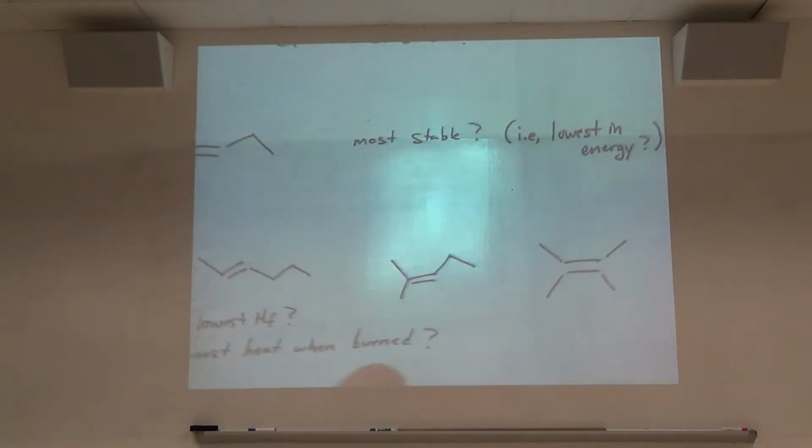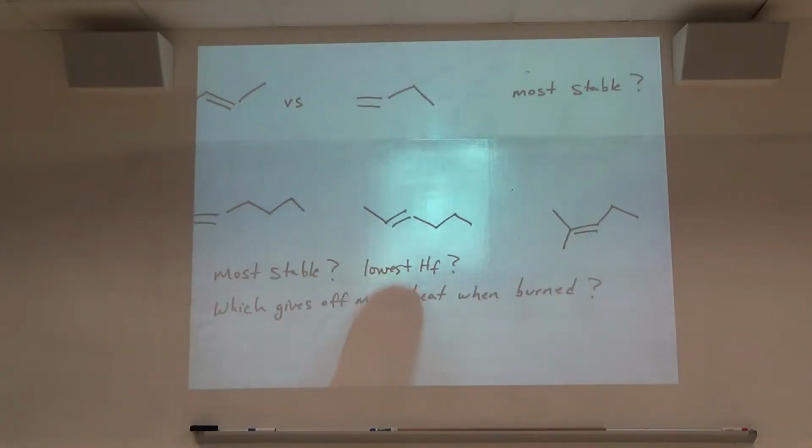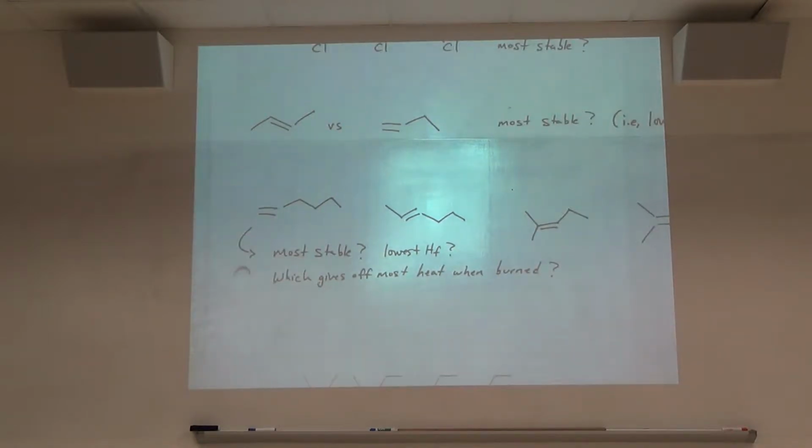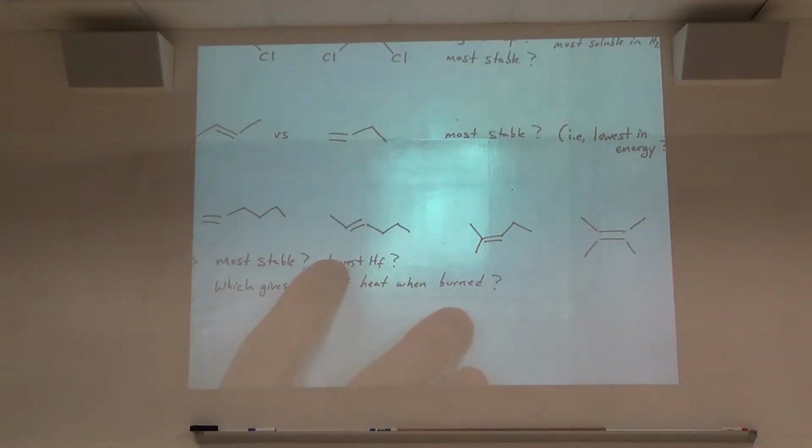So, we answer which is most stable. We can ask other questions. Of these four down here, which one has the lowest heat of formation? Well, what's a heat of formation? Heat of formation is forming the compound from the elements, carbon and hydrogen. The lowest heat of formation. Okay, think about it. Which one is it? Is it the most stable or the least stable?